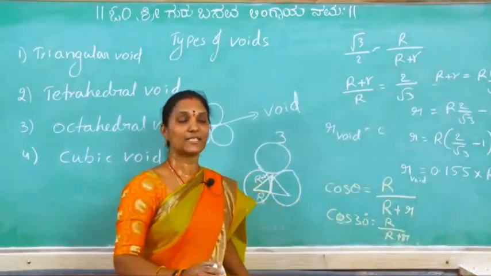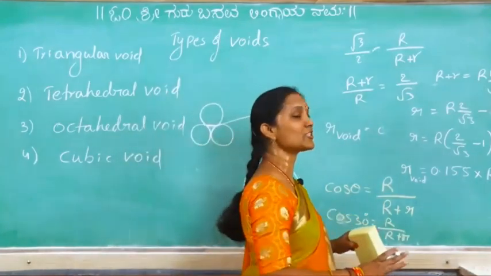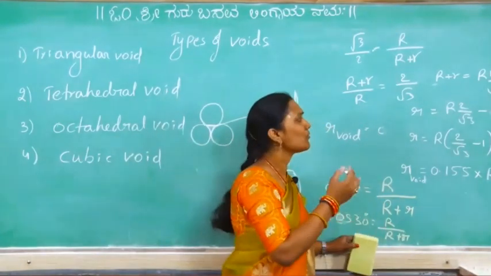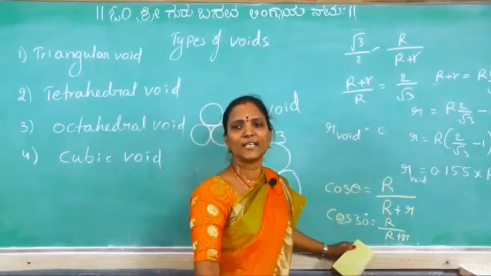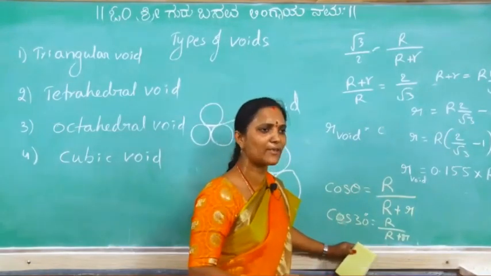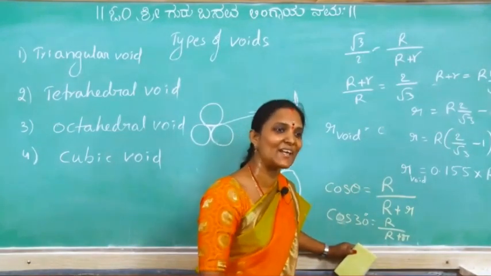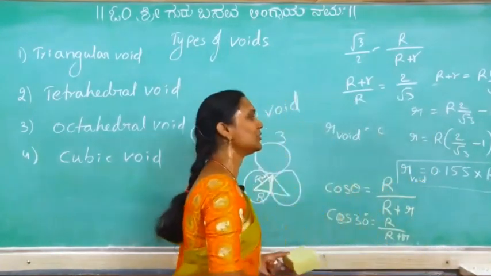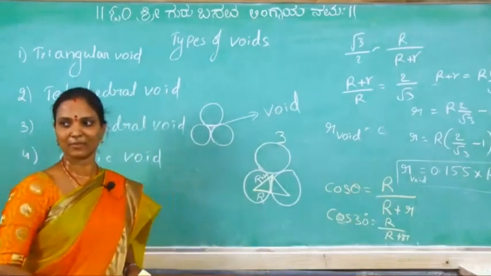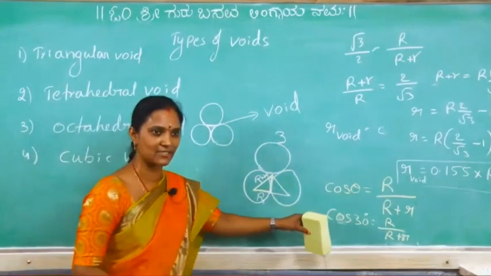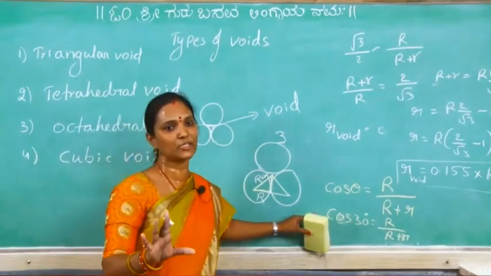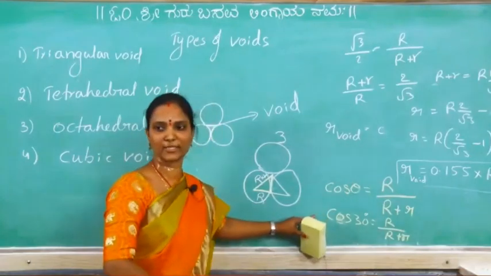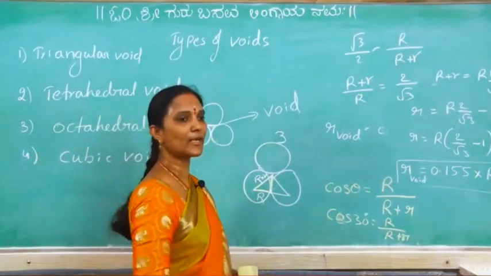So for JEE students, any middle of the step also chance there. That's why once you practice this derivation, and NEET and KCET students, the derivation not required. The radius of void in triangular void is equal to 0.155 into radius of the sphere. How we are getting? Like this. This derivation clearly I mentioned in your notes also. Once you can watch that. So it is the radius of void in triangular void.